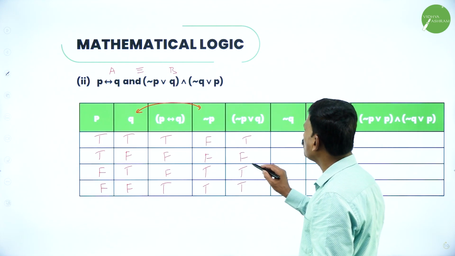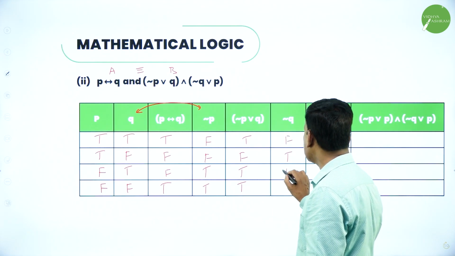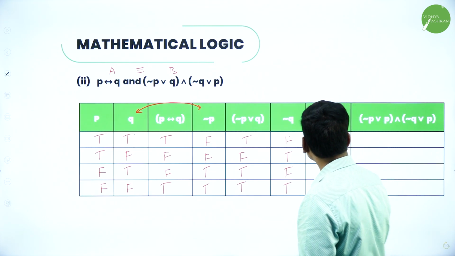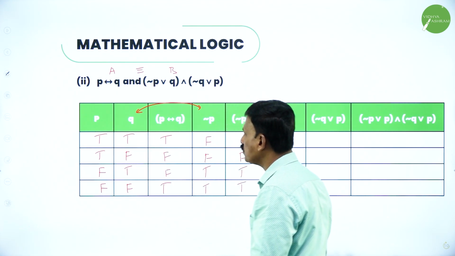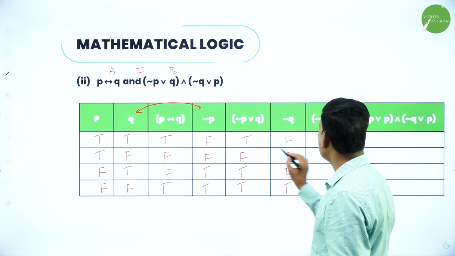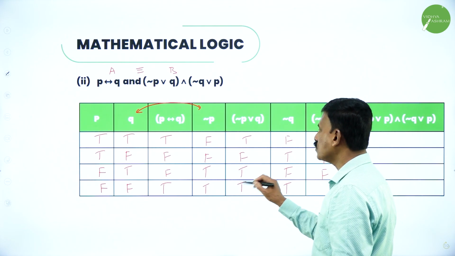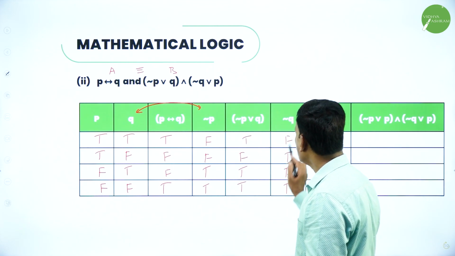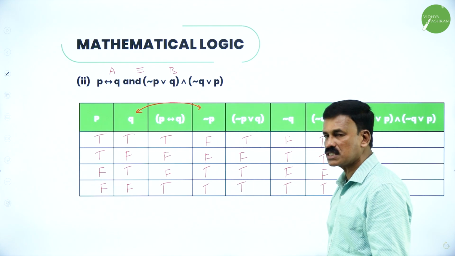Negation of Q: for true it is false, for false it is true. Now negation of Q disjunction P. Again for disjunction, false and false is false, in other cases it is true. So false and true is true, true and true is true, false and false is false, true and false is true.